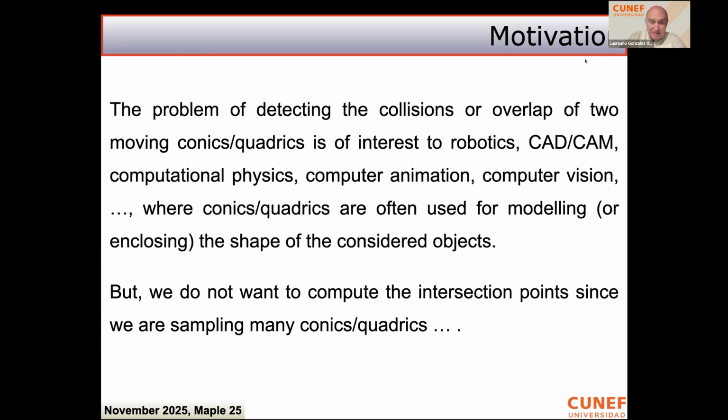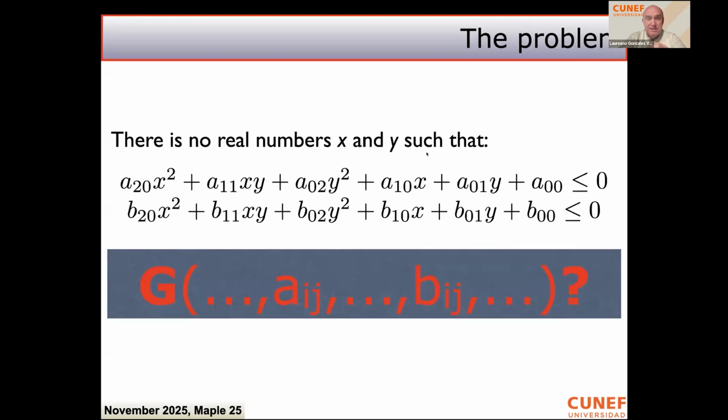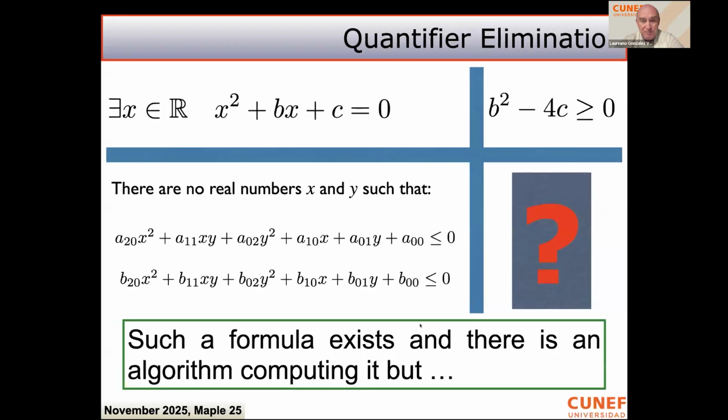So the problem we are dealing with is that, simplifying, we have two conics given by these two quadratic equations. The a's and the b's are the coefficients, and in some sense are for us parameters. And we want a formula involving only the coefficients, these parameters, such that these two conics, for example two ellipses, are clearly separated, so they don't have a common interior point. This G of the a's and the b's is the formula we are looking for.